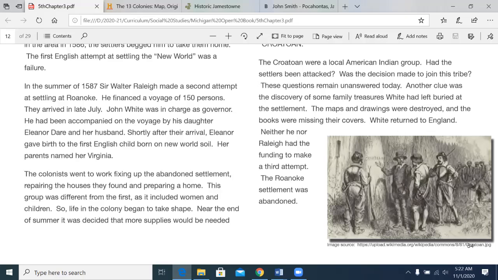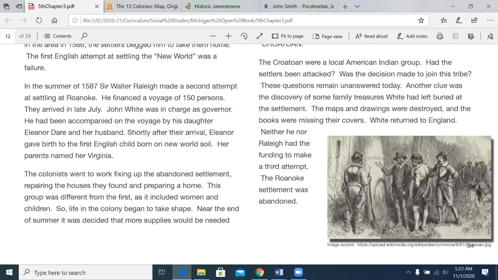And that is about the end of her discussion. So the colonists went to work fixing up the abandoned settlement, repairing the houses they found, and preparing a home. This group was different from the first, as it included women and children. So life in the colony began to take shape.